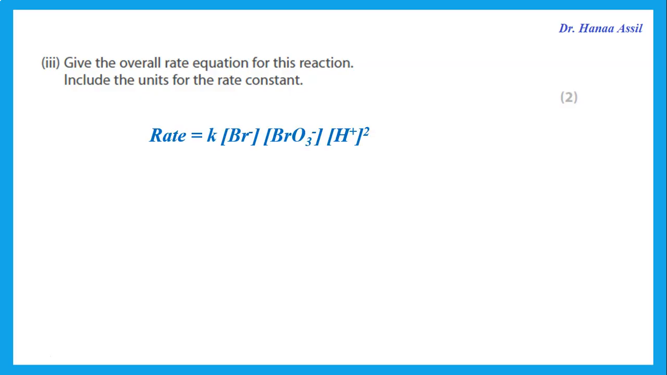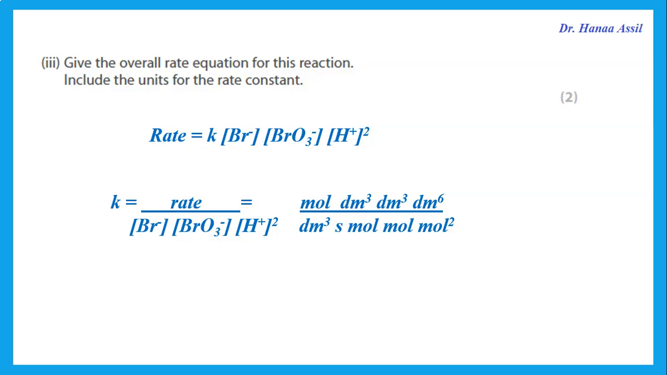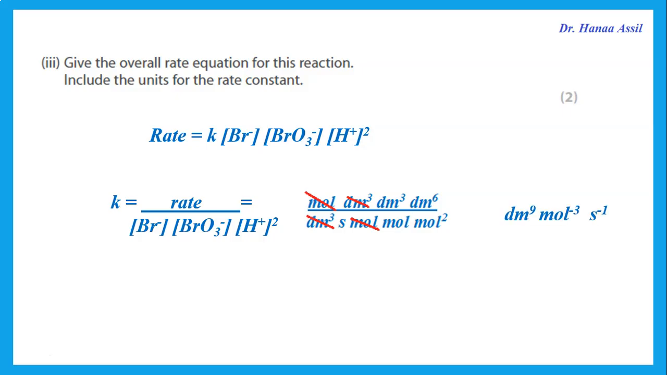Give the overall rate equation. We found that it's first order with respect to bromide, first order with respect to bromate, and second order with respect to H+. So this is the rate equation. Rate is equal to k times all of these. Now, the question is asking for units for the rate constant. So we rearrange the equation to get k, determine the units for each of these and cancel whatever is the same up and down, and we're left with dm^6 mol^-3 s^-1.